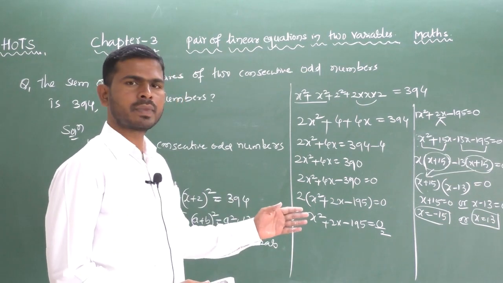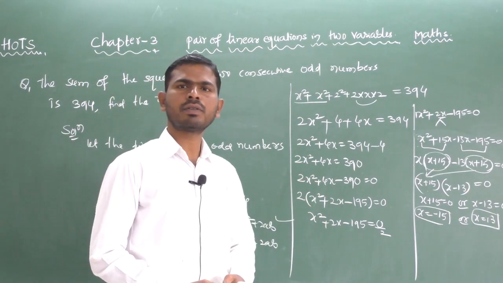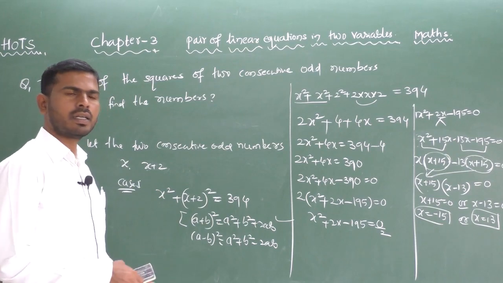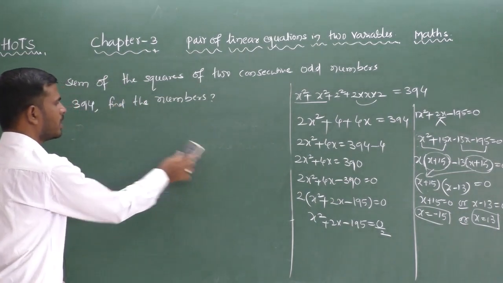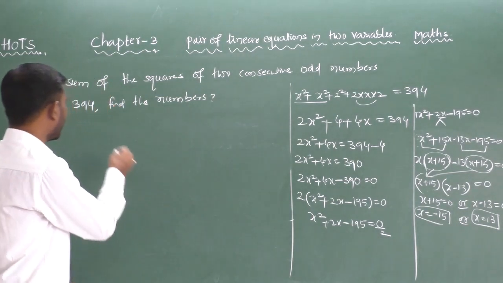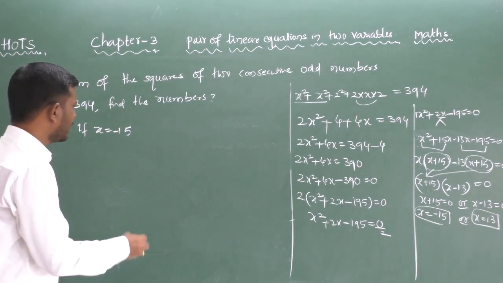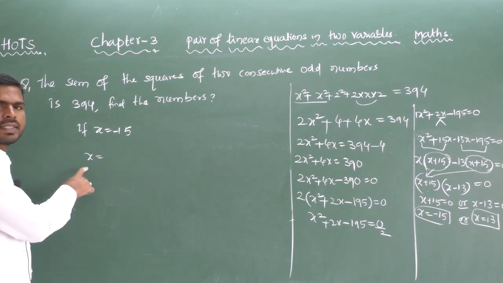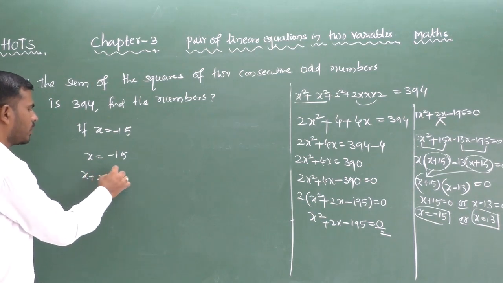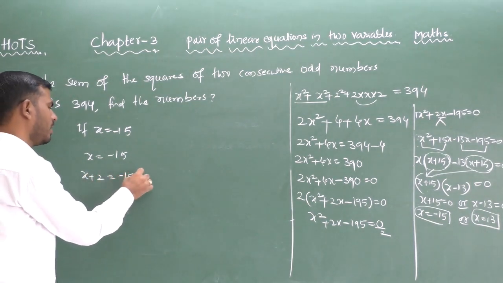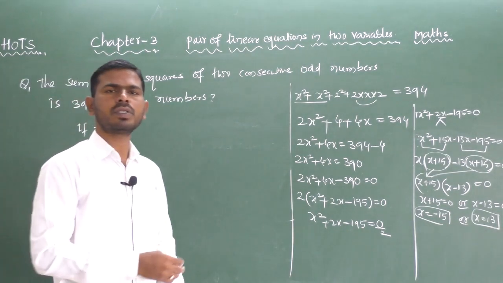Substituting x equal to minus 15 gives the two consecutive numbers, and substituting x equal to 13 gives the two consecutive numbers. Let us see how to write the last conclusion sentence. You require two consecutive positive integers, so you can write here: if x equals minus 15, the first odd number is x, which is minus 15. Next, x plus 2 is minus 15 plus 2, equal to minus 13. So these are the two consecutive odd integers.